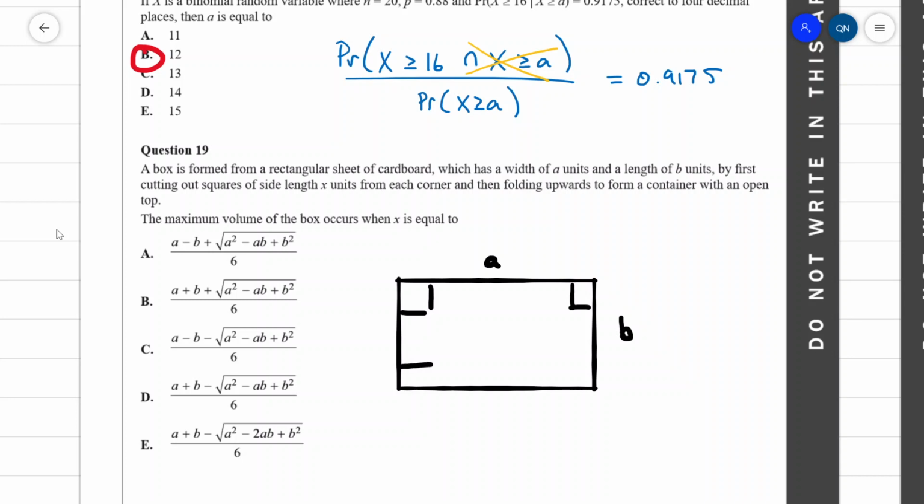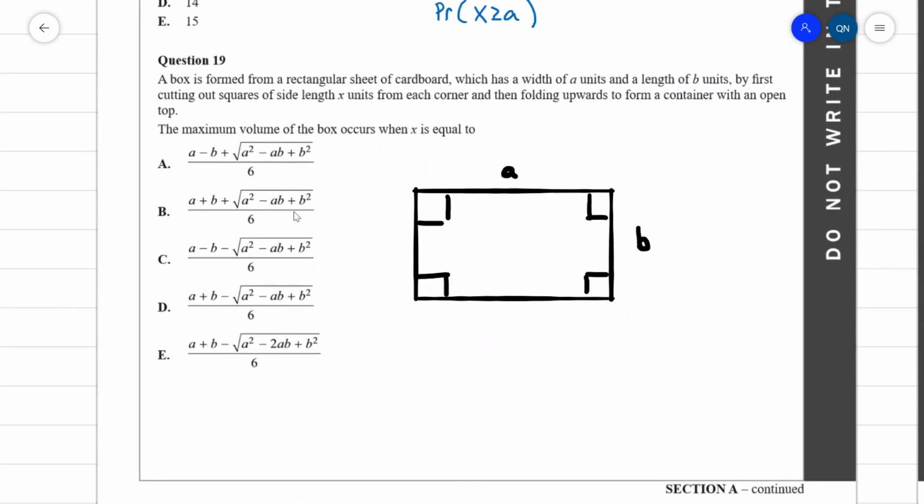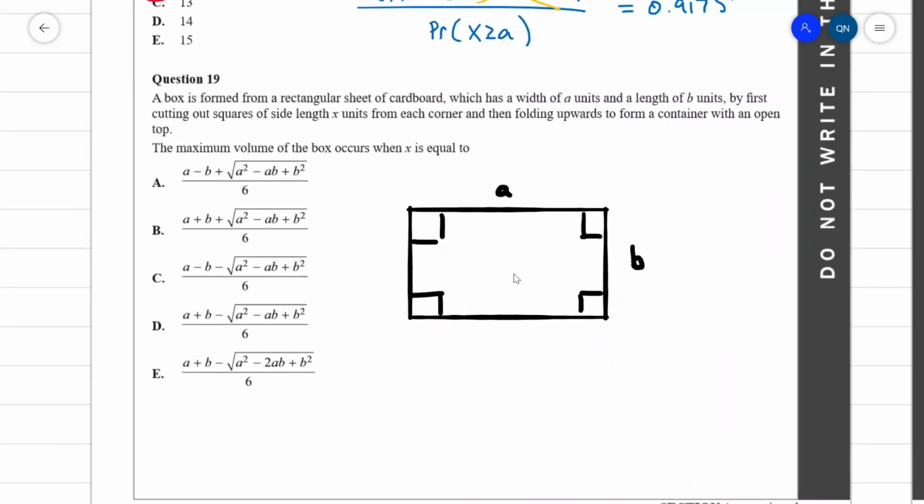And I believe we're just going to fold it up. Yeah, it's going to fold up to form a container with an open top. We want to find the maximum volume of the box and the value of x for which this occurs, actually. So first of all, how do you find the volume of this? Well, it's length times width times height.